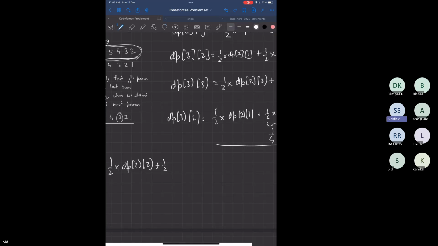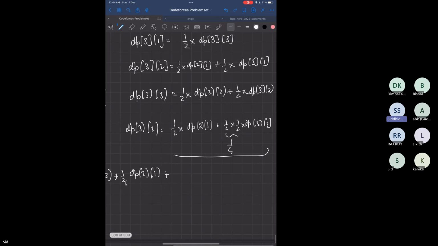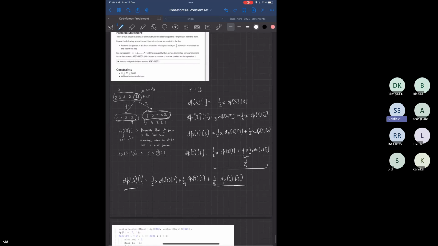Half into half dp21 will be 1 by 4 dp21, plus half into 1 by 4 is 1 by 8 dp33. And see, dp33 and these two values we know. So by this we can calculate the value of dp33.